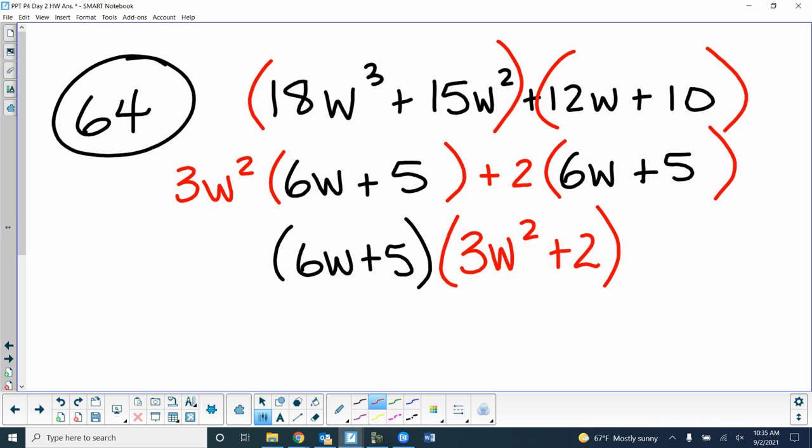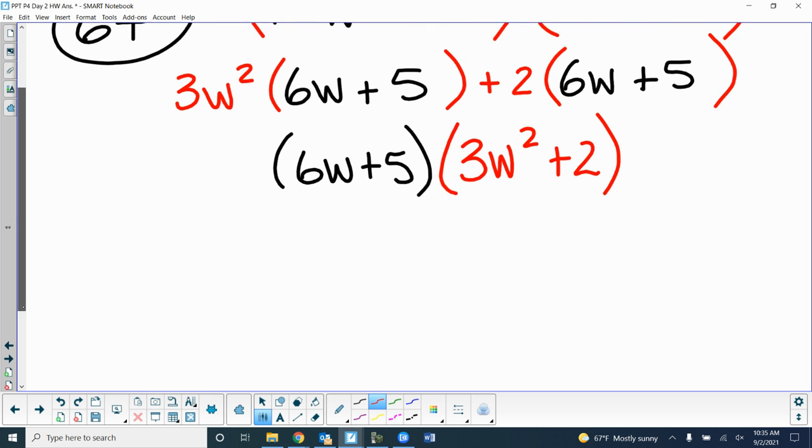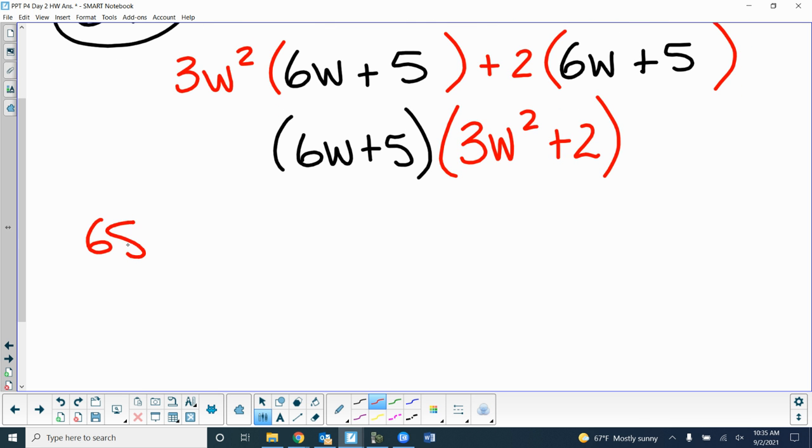We get the same binomials after we pull out our GCFs of our groups. That's our one factor, and then the GCFs we pulled out becomes our other factor. All right. Okay, moving along, 68.